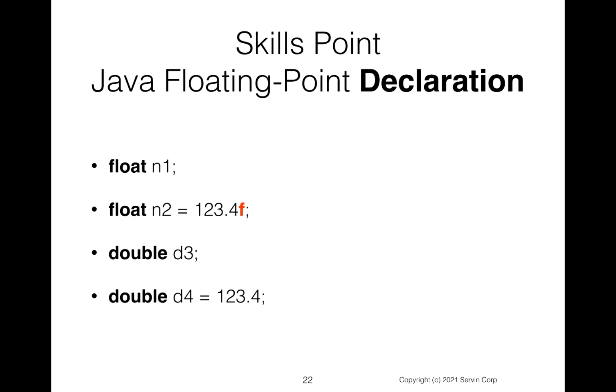So here's some examples. In the first bullet, we have a variable n1 that's of type float. Notice in the second bullet, I wanted 123.4 to be a float, so I had to put the F on the end of it. Otherwise, the compiler would give us an error saying that you're declaring n2 as a float, but you'd be trying to set it to a double. So by putting the F at the end of it, we know that it's of type float. And then in the third bullet, we have a d3 for double, and then a d4 where we set the default value, the 123.4, which is interpreted as double precision.